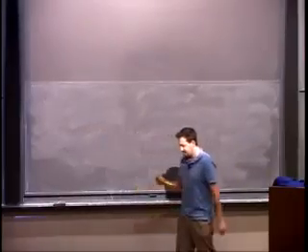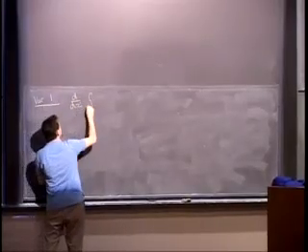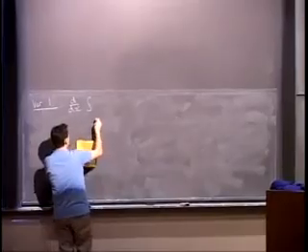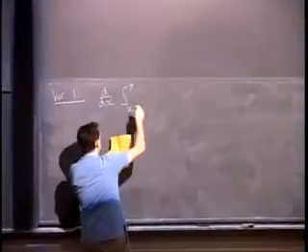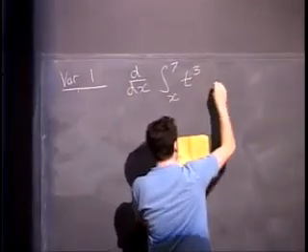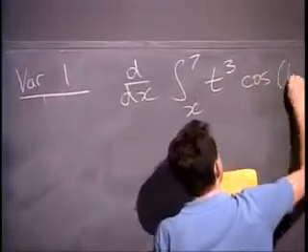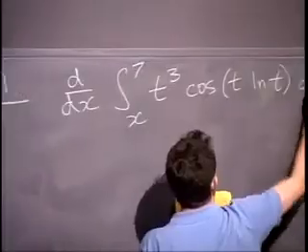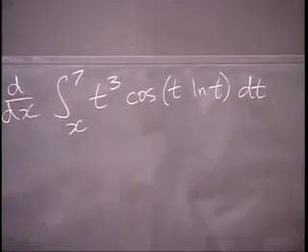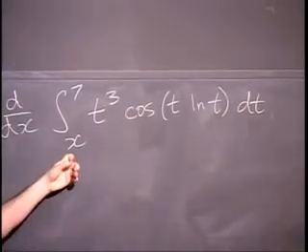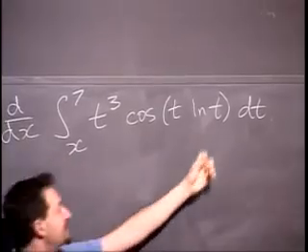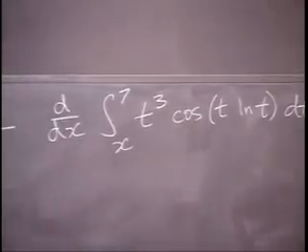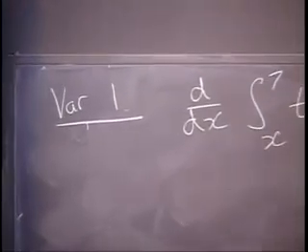Who knows? Okay, let's look at variation 1. So the simplest change I can think of is where the variable is on the bottom of the integral, which is the left-hand endpoint, or left-hand limit of integration. For example, suppose I go from x to 7 of t cubed cosine t log t dt. Well, I guess here x had better be positive, by the way. I'm not paying too much attention to this, but I can hardly take the logarithm if it's not positive. So anyway, not worrying about that.